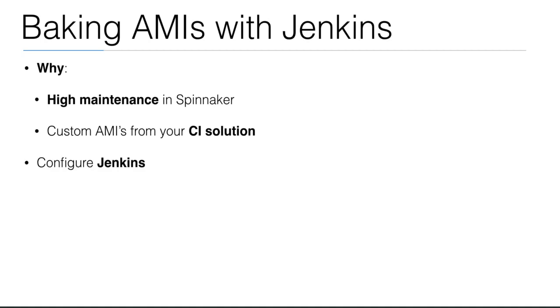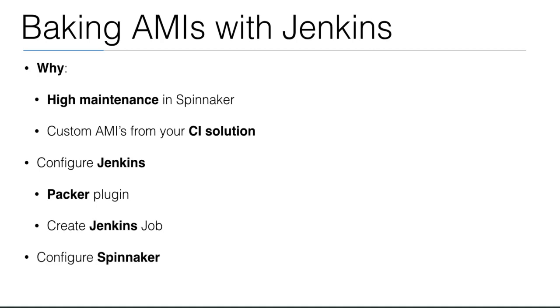In this lecture, we'll be configuring Jenkins to do this. I'm going to install a Packer plugin, create a Jenkins job to build an AMI, and then we're going to configure Spinnaker, and then I'm going to show you how to build a deploy pipeline using custom AMIs to AWS. All right, let's start with installing the Packer plugin in Jenkins.